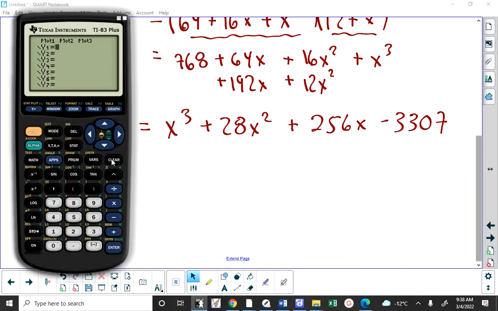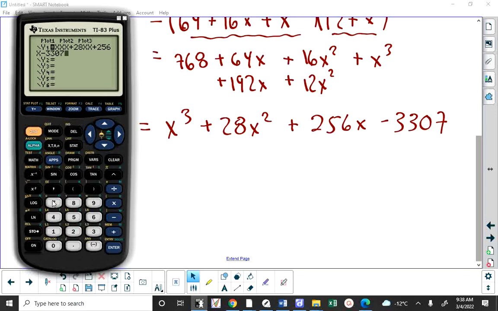So we get x cubed plus 28x squared plus 256x minus 3307. And I'll double check everything. x cubed plus 28x squared plus 256x minus 3307. That 3307, that's the right number, isn't it? 768 minus, okay, it's a weird number. It's just a peculiar number for a polynomial.